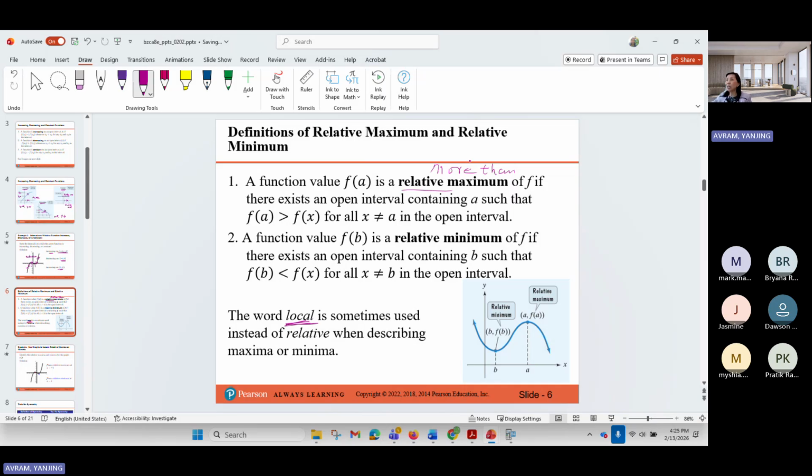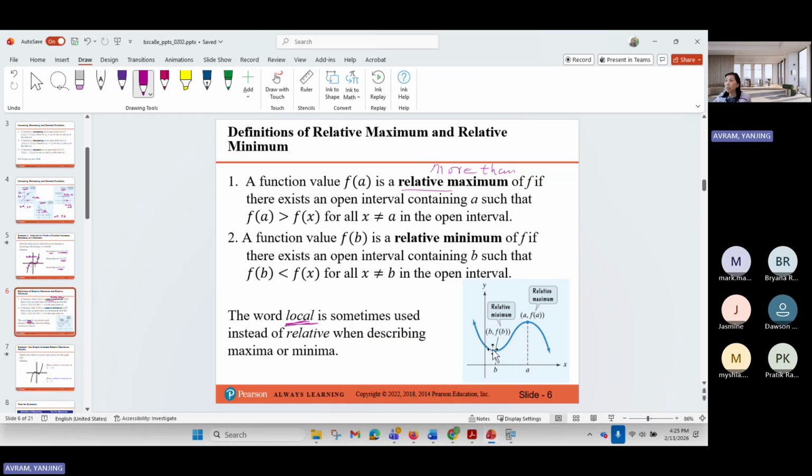If I ask how many city champions can you have in Texas? Wow, there's a lot of cities in Texas, right? You can be a Fort Worth City champion, you can be an Arlington City champion, you can be a Dallas City champion, whatever. So relative means local. All right.